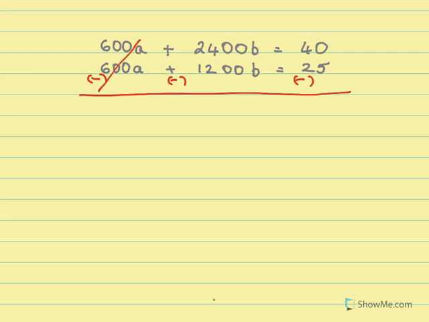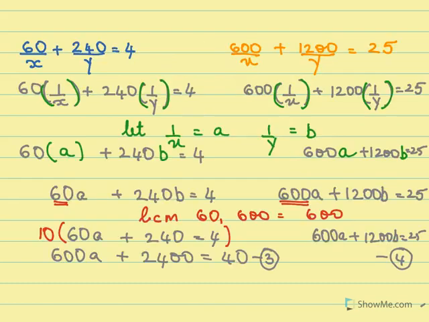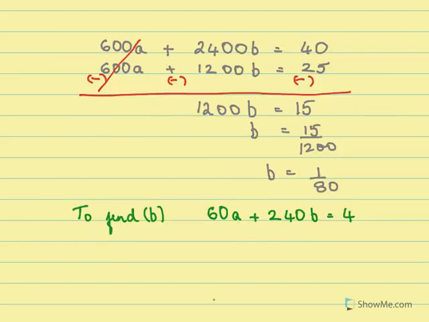Here now 600a minus 600a cancels out, and this would be 1200b equal to 40 minus 25, which is 15. So b is 15 over 1200. Your b works out to 1 by 80. Now it's time to find a. To find a, I will take the earlier equation, that is 60a plus 240b equal to 4. This is my equation 1.